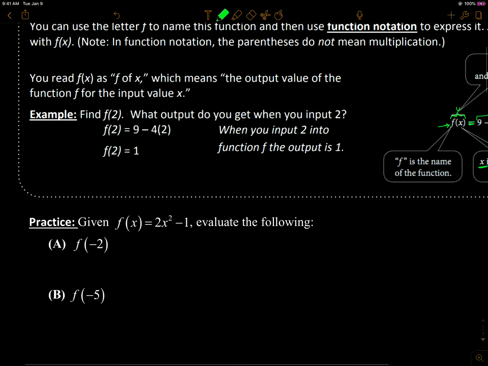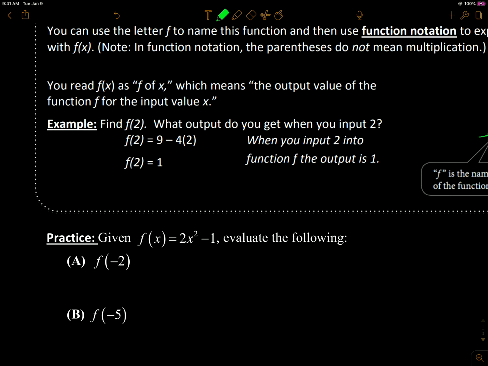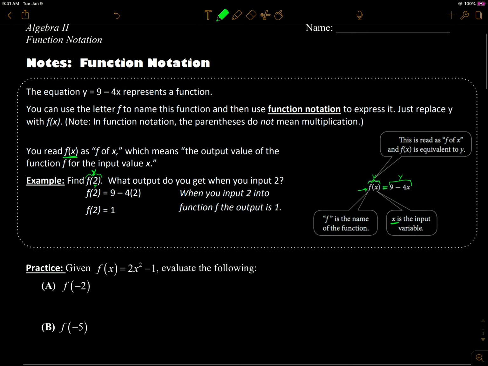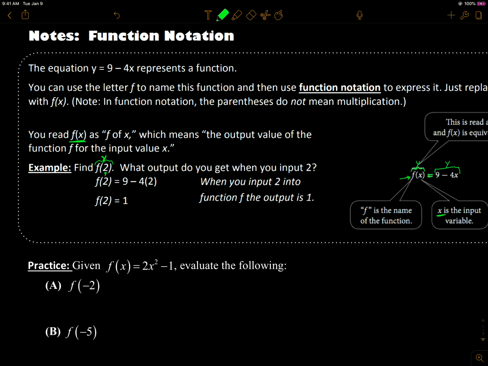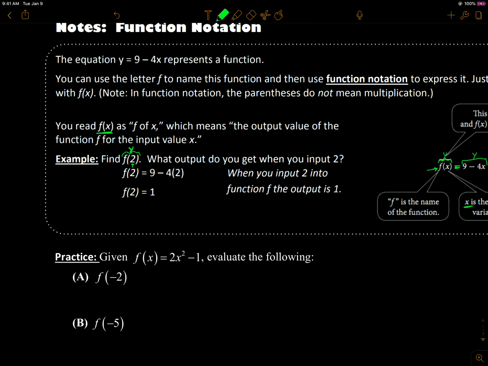So let's look at an example. First of all, remember, it does not mean multiplication. It means f of x. So when they say find f of 2, this represents our y value for an x value of 2. All right, so where's this function f? Well, output 3, input 2. Do we have the function? It's up here. Okay, 9 minus 4x.